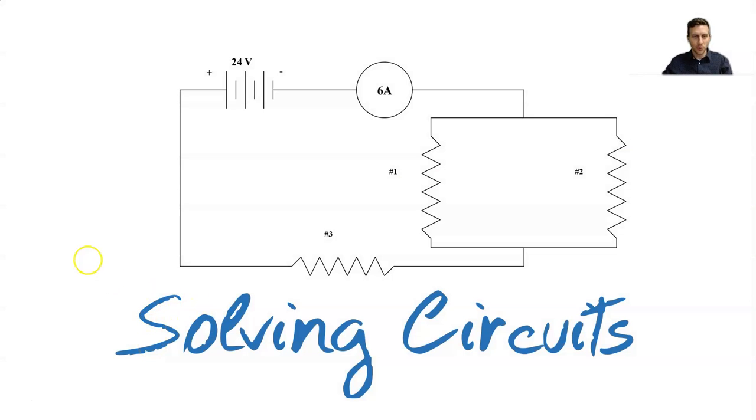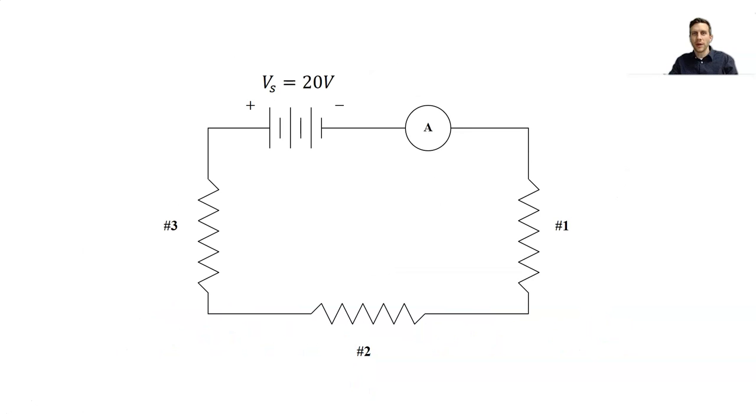Okay, and so we've done these in class, but we're going to do them like this as well, and hopefully this will help make it a little bit more clear. So here's our first circuit. What kind of circuit is this? It has one pathway, so this is a series circuit.